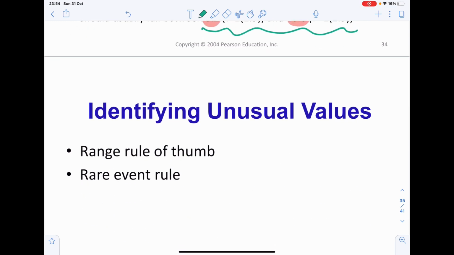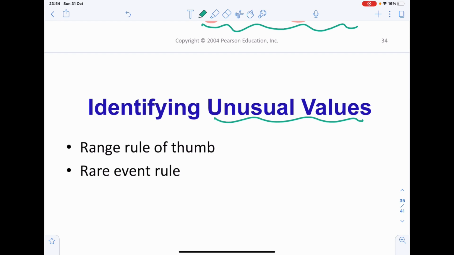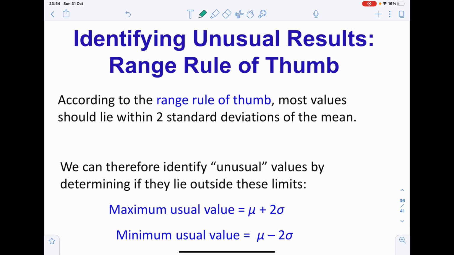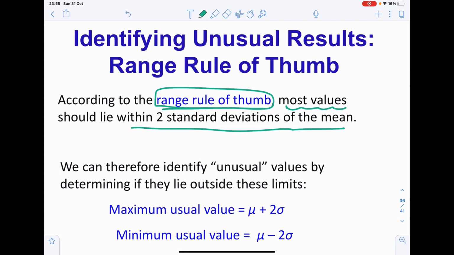This is the unusual values. If we are talking about the unusual values, we identify the unusual values according to the range rule of thumb. Most values should lie within 2 standard deviations of the mean. This means that, according to this rule, most of the values will be within 2 standard deviations of the mean. What does that mean? The mean minus 2 standard deviations and the mean plus 2 standard deviations.